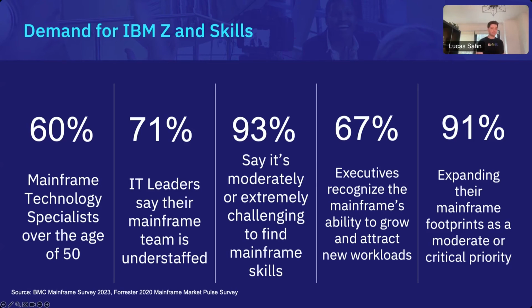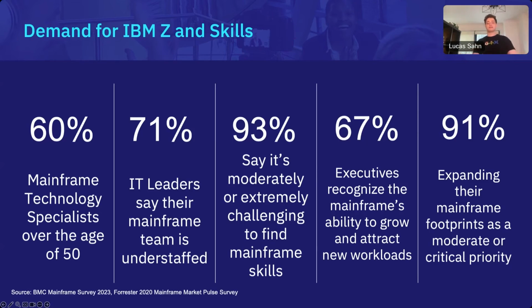And while that's all happening, executives are trying to do more on the mainframe. They're trying to attract new workloads, bring them onto the system. They're expanding their mainframe footprints, either buying new machines or investing in new software. They want to do more, but they can't because they can't find people. And the people they do have are retiring without training up the next generation of mainframers. Maybe that's going to be you guys.